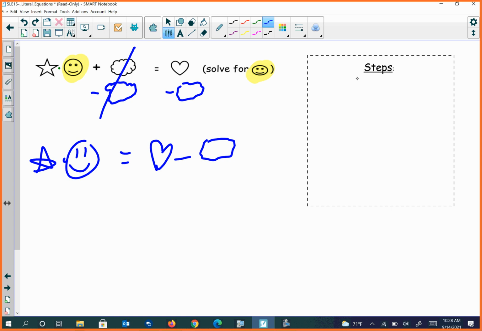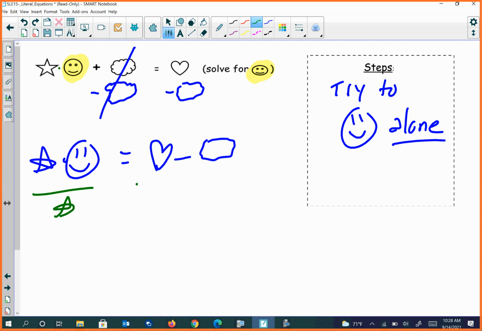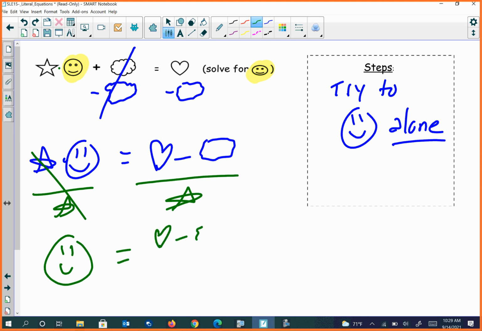Okay, so I guess in steps, we try to get the smiley face alone. Okay, so star and smiley face are being multiplied together. So what undoes multiplication? Division. So I'm going to divide each side by star. Those cancel. So then I wind up with smiley face equals cloud over star. And I'm so sorry to subject you to my poor creative writing or artistic abilities.